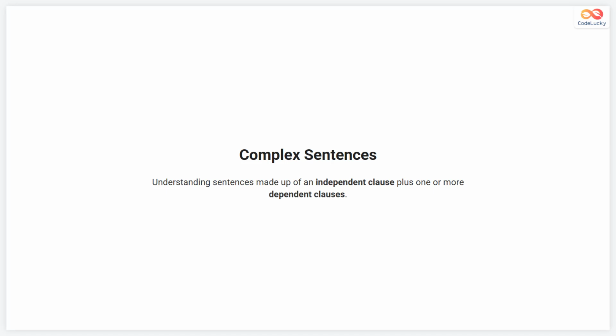A complex sentence combines one independent clause with one or more dependent clauses. An independent clause stands alone as a complete thought with a subject and verb. A dependent clause cannot stand alone and needs the independent clause to make complete sense. This structure lets you connect related ideas in one sentence.